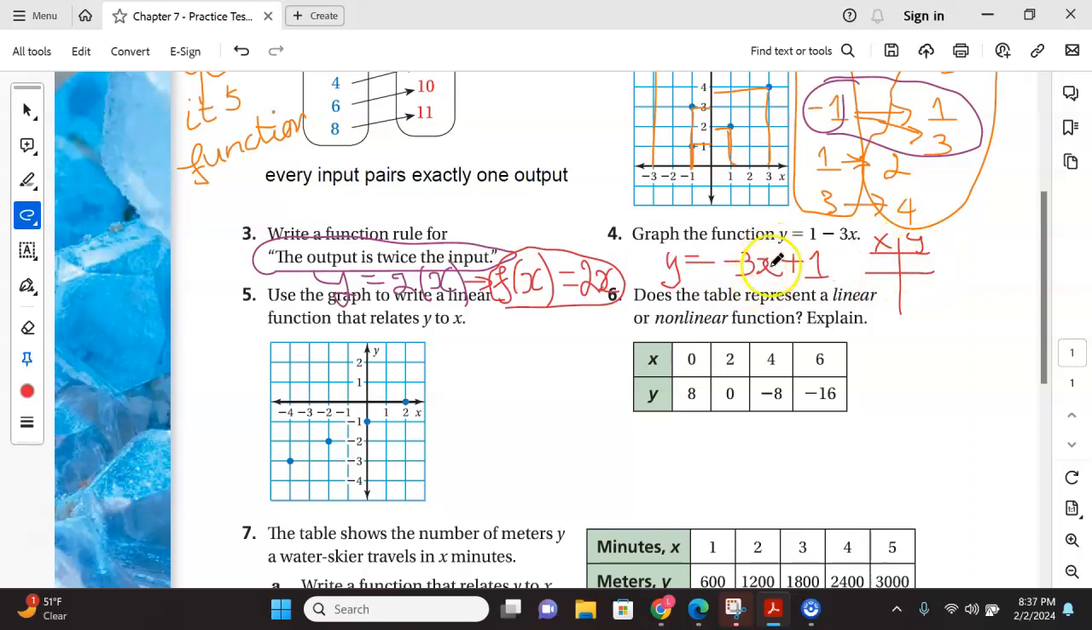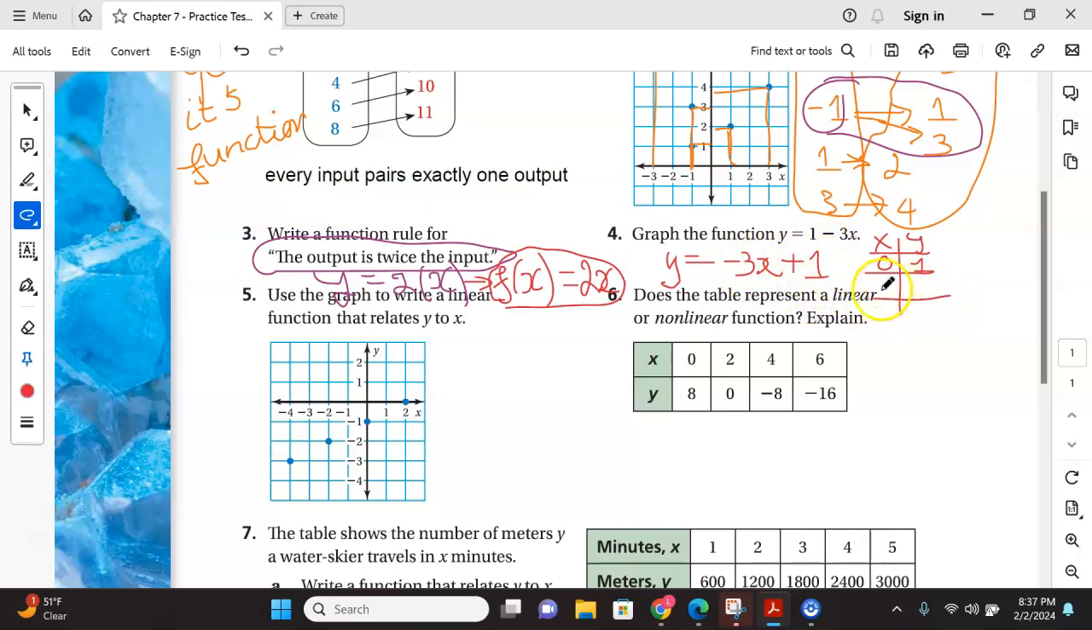When x equal to 0, the best number to pick is 0. So when the input is 0, you put the 0 in for the x. Negative 3 times 0 is 0. 0 plus 1 is 1. And that is also the y-intercept, because in y equal mx plus b, the b is positive 1.